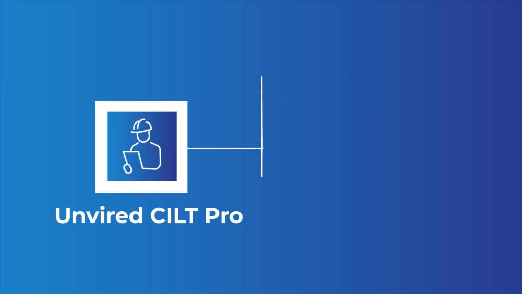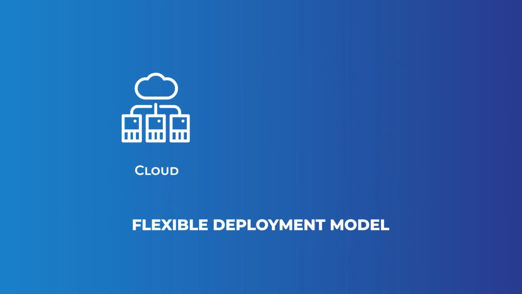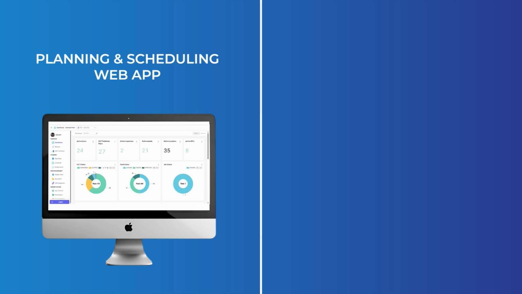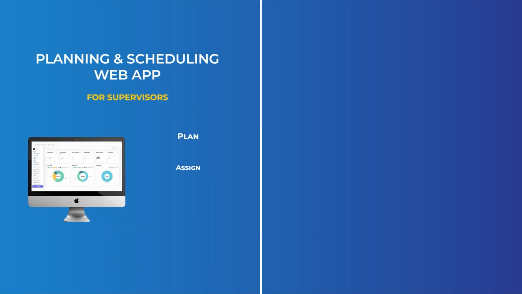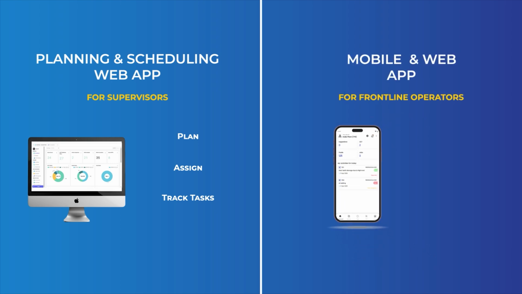Unvired CILT Pro integrates seamlessly with your existing systems like SAP, SharePoint, OpenText, and offers flexible deployment models like cloud, on-premise, or hybrid. The solution comes with two powerful components: a planning and scheduling web app for supervisors to plan, assign, and track tasks all in one place, and a mobile and web app for frontline operators to perform tasks from the shop floor or the field, even offline.